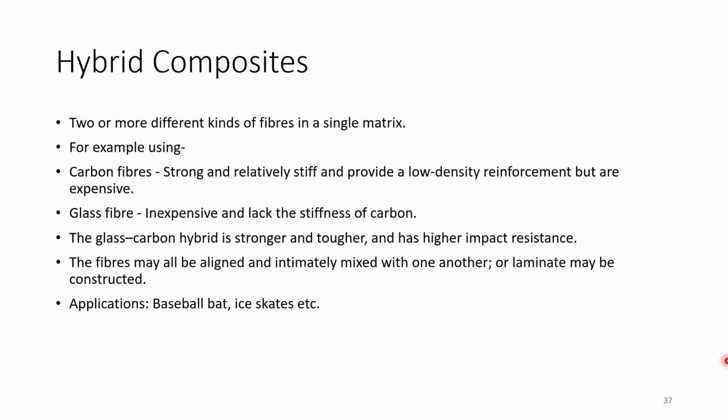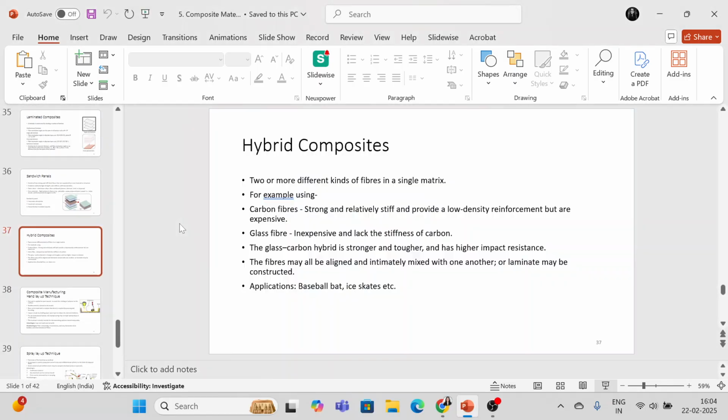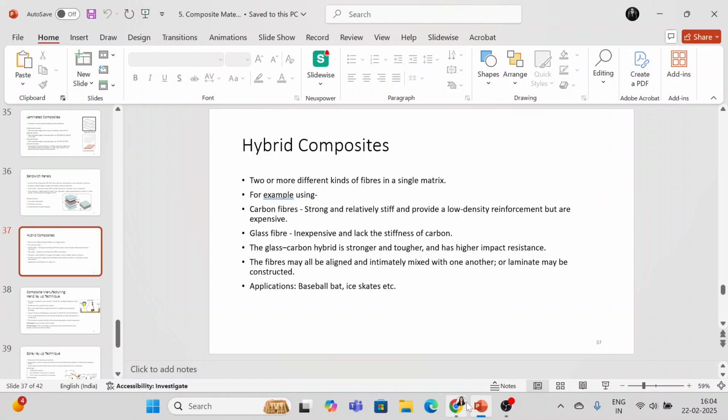Fabricated sandwich panel. Next is hybrid composites. So there are two or more different kinds of fibers in a single matrix. For example, using carbon fibers, which are strong and relatively stiff, and they provide low density reinforcement, but they are expensive. Next is glass fibers, which are inexpensive and they lack the stiffness of carbon.